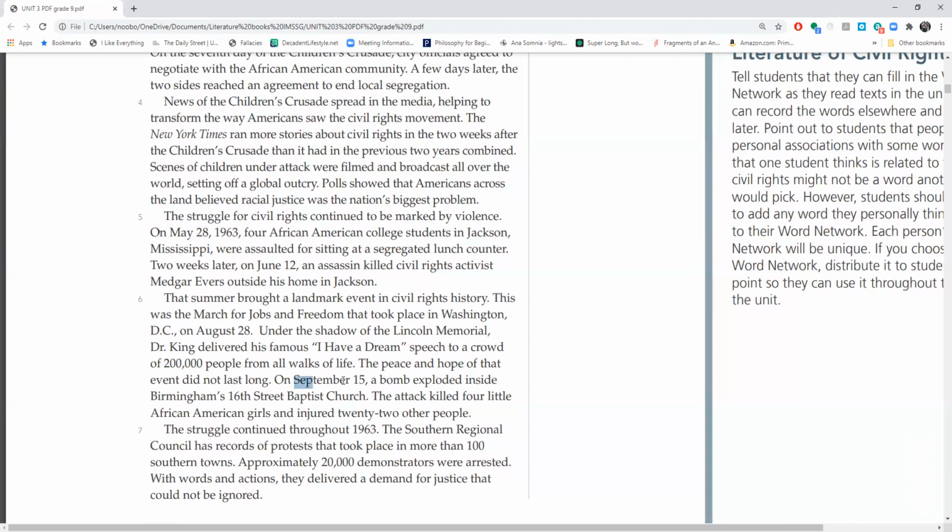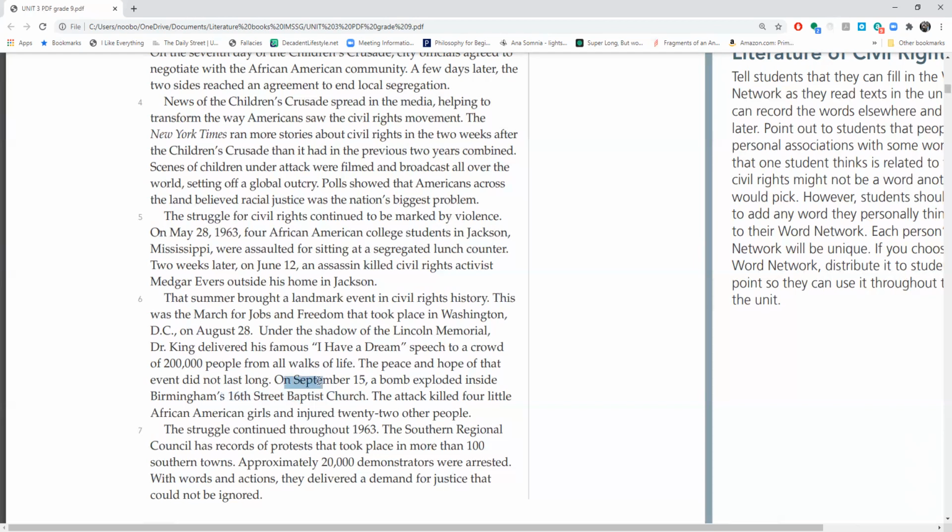But only, again, 2 weeks after this famous speech, another bomb went off at the 16th Street Baptist Church. This is a very famous landmark in civil rights history. This is where a lot of famous black people during the civil rights movement went to work together to come up with all of these protests and ideas. So this is a very famous place in the civil rights history.